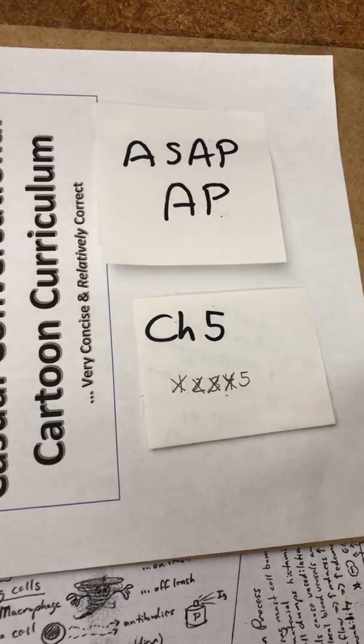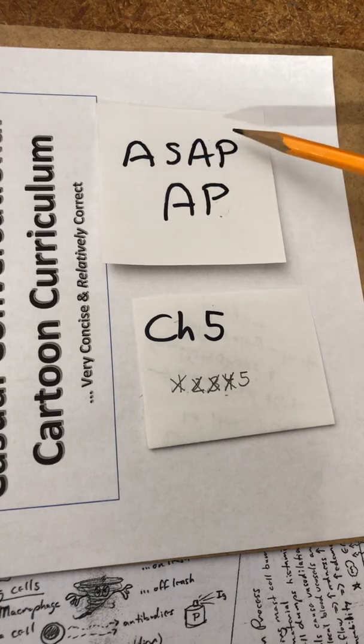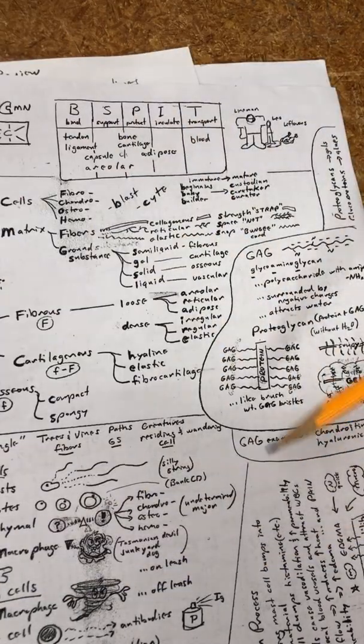Here we go. Casual, conversational cartoon curriculum. Very concise and relatively correct. As soon as possible, as simple as possible. A&P, Chapter 5, fifth installment right here.